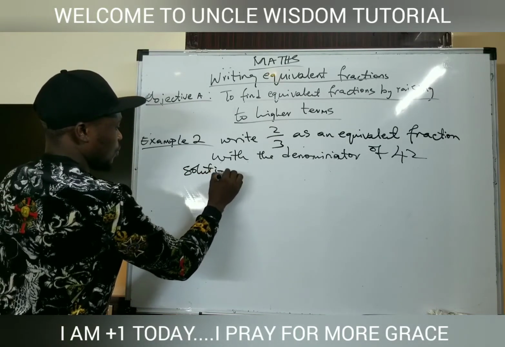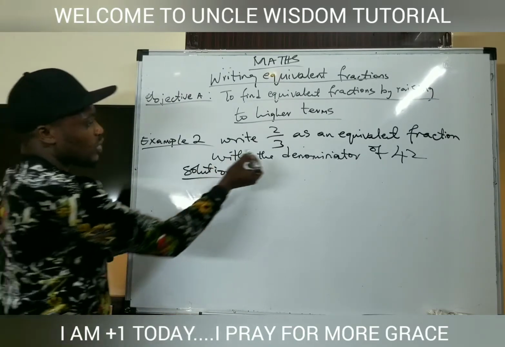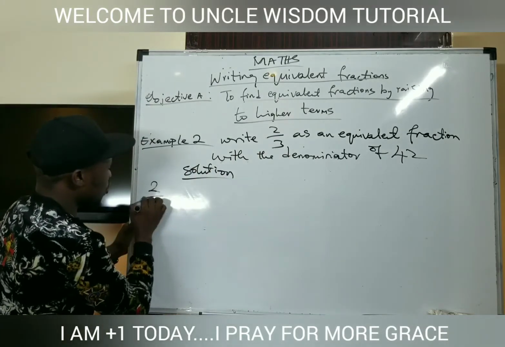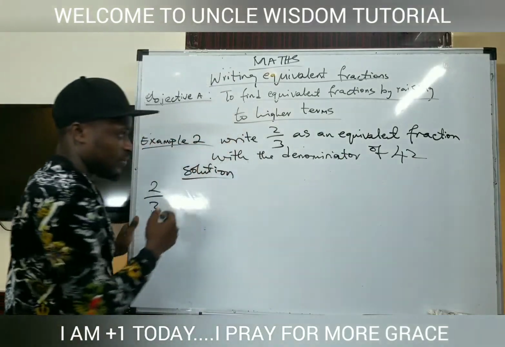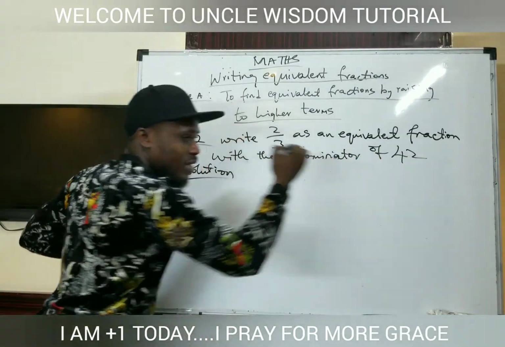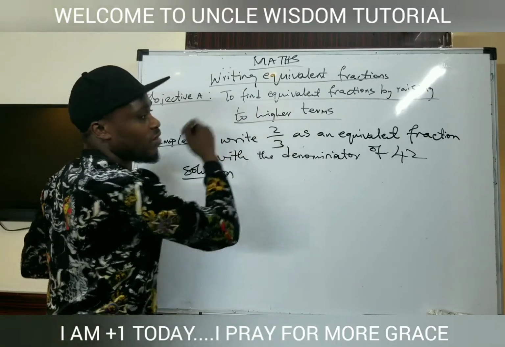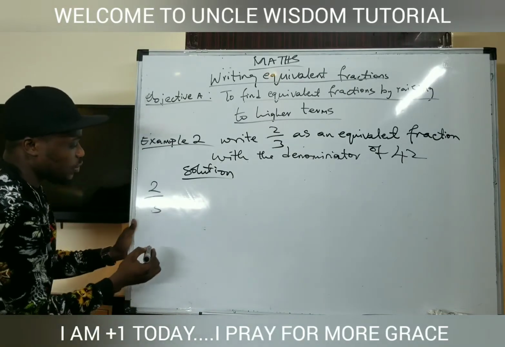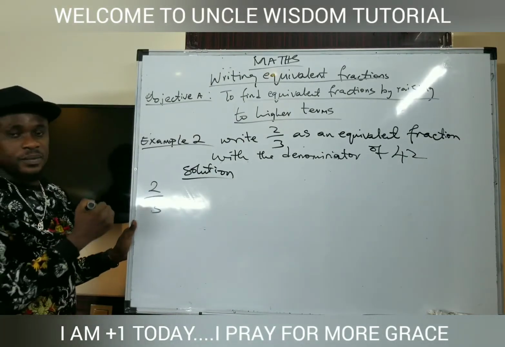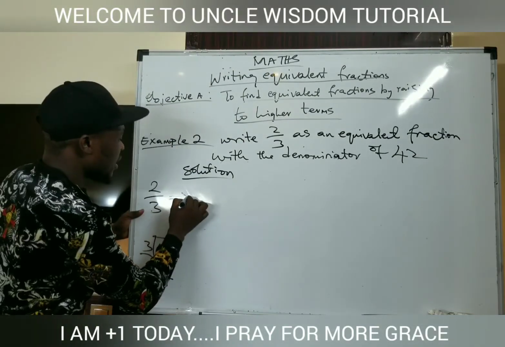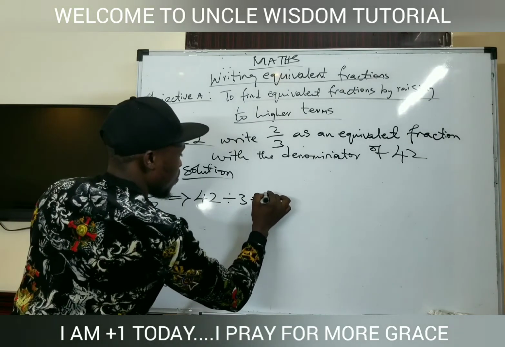Solution. For us to actualize this, 2 over 3, but what we are looking at is to get a fraction that will have 42 as the denominator, that will still be equivalent fraction of 2 over 3. So what we will now do is we'll use 42 divided by 3. This implies 42 divided by 3, which is 14.